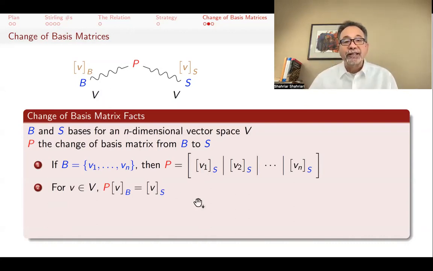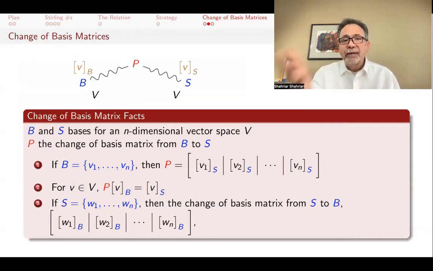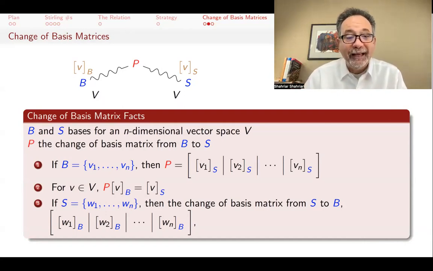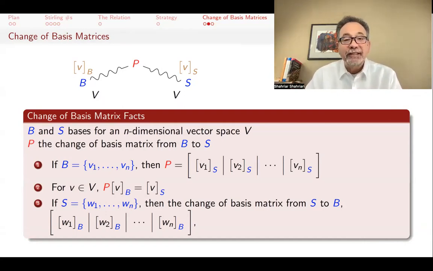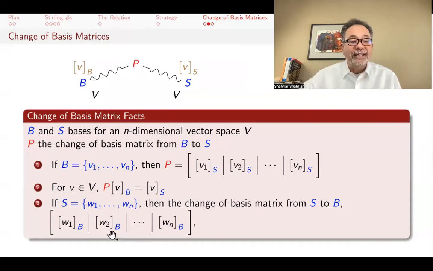So the first property tells us what the matrix is. The second property tells us what the matrix does. But we can also go the other way. Sometimes you might not like going from B to S. You want to come back. You were happy in B, somehow made your way to S, and now you want to come back. For that, you need the change of basis matrix from S to B. But that's going to be the same thing. You take the elements of S and write them in terms of B. So you write the coordinates of every element of S in terms of B, make those column vectors, and make a matrix. So that's what it is.